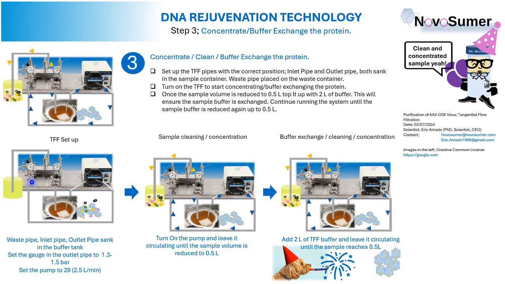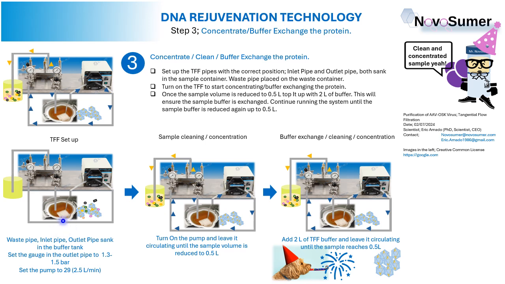So by regulating this pressure gauge, we are creating extra pressure. And by creating this extra pressure, some of the sample, that is to say, some buffer and some contaminants, will go to the waste pipe up to the waste container. Okay, that is why. So let's repeat it.